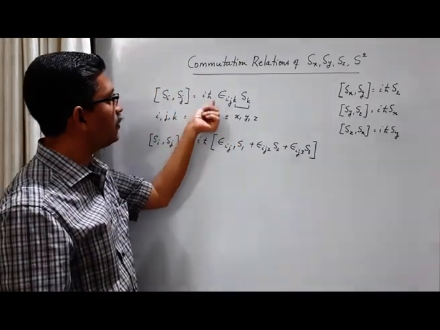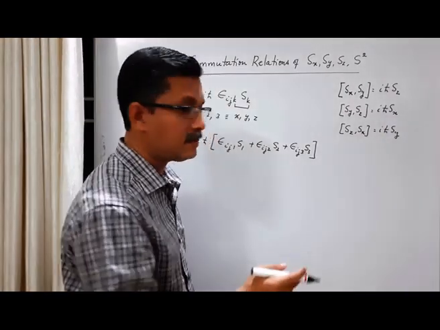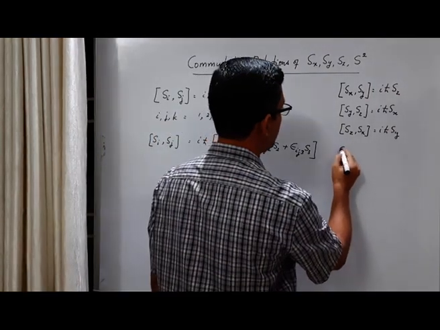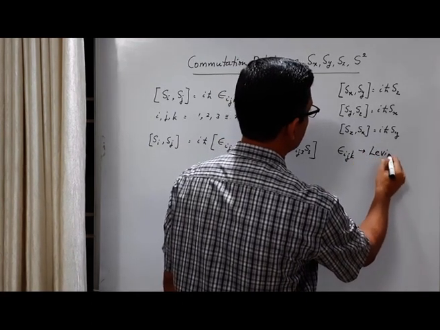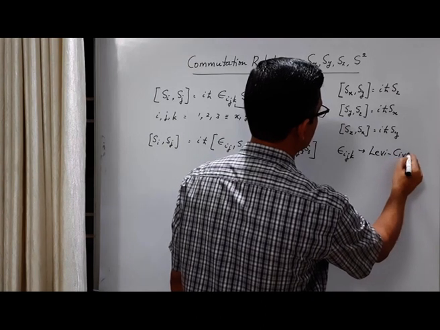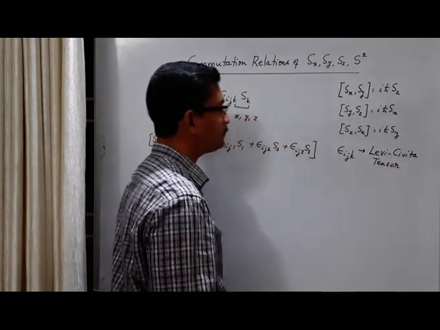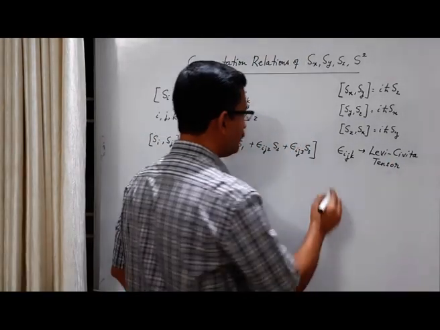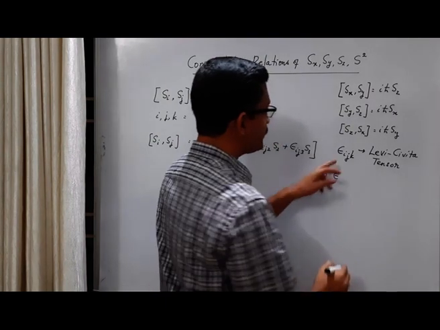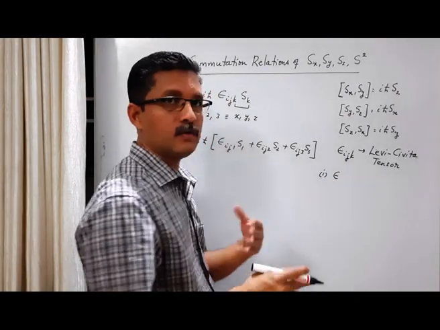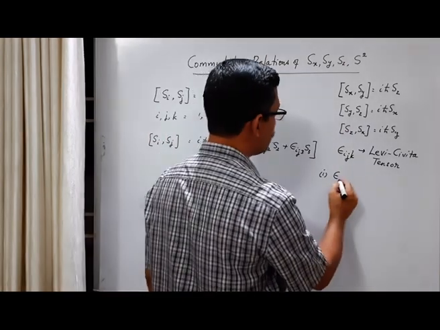Now before proceeding further, we have to understand the properties of this epsilon_ijk. Epsilon_ijk is called the Levi-Civita tensor, and its properties are as follows. These i, j, k have possible values 1, 2, 3. i has values 1, 2, 3, j has 1, 2, 3, and k has 1, 2, 3. So we have different values corresponding to the different combinations.